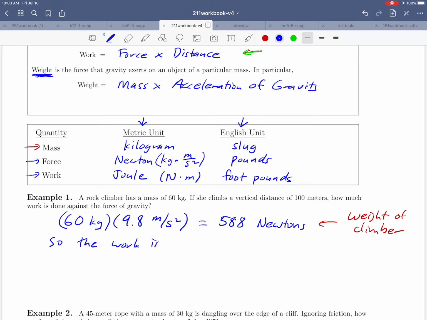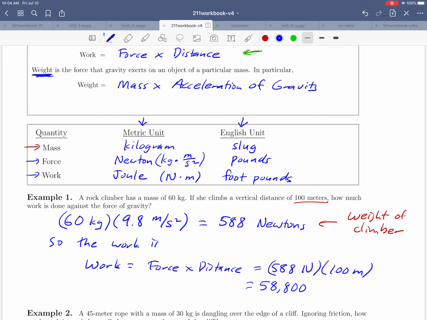So to get the work, we just need to take that force times that distance. Work equals force times distance. Force is 588 newtons. And the distance, we can see we were given in the problem, 100 meters is the distance that she's going to climb. So we're going to take that times 100 meters. And we come up with a number that looks like 58,800. And what would the units on that be? Okay, well, we've got newtons times meters, and we talked above about how our name for that unit is a joule. Okay, and so there is the amount of work that's done.